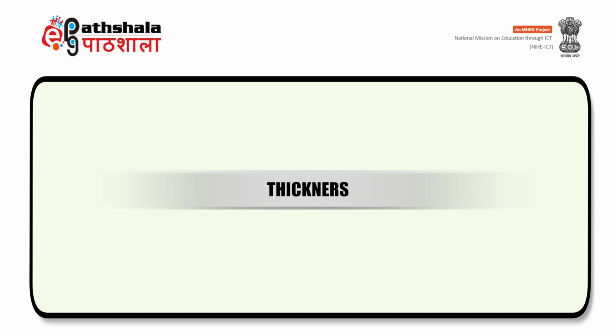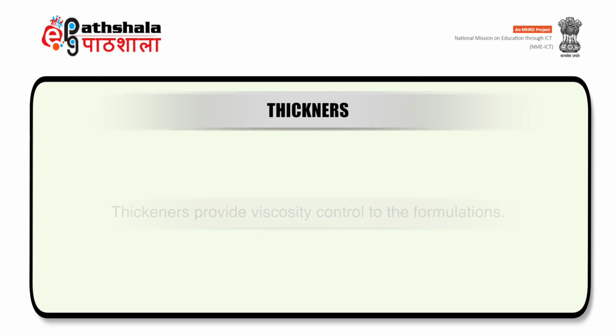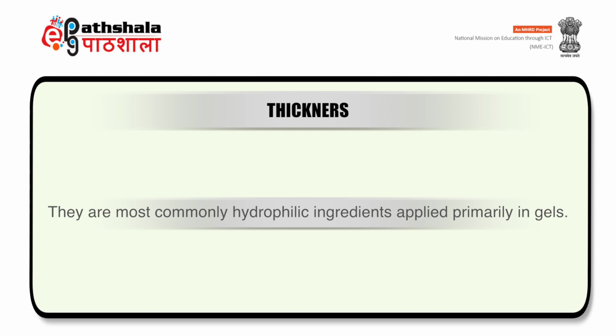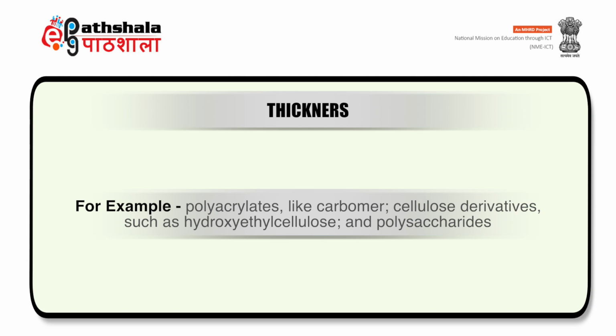Next, thickener is also an important ingredient in the manufacturing of hair styling products. Thickeners provide viscosity control to the formulation. They are most commonly hydrophilic ingredients applied primarily in gels. There are different examples of thickeners such as polyacrylates like carbomer, cellulose derivatives such as hydroxyethyl cellulose and polysaccharides.